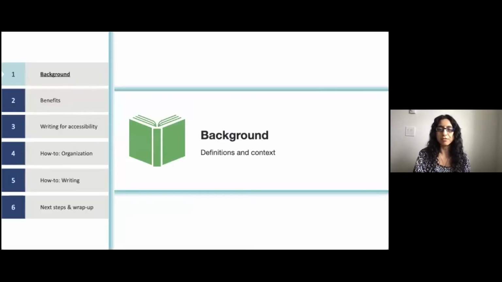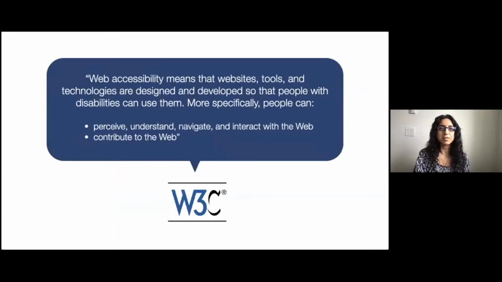I'll start with a little bit of background and some definitions. The World Wide Web Consortium, known as W3C, is the international community that develops open standards for the web. This includes the Web Content Accessibility Guidelines, which some of you may have heard of, and I'll be talking more about those later. The World Wide Web Consortium says that web accessibility means that websites, tools, and technologies are designed and developed so that people with disabilities can use them. More specifically, people can perceive, understand, navigate, and interact with the web, and they can contribute to the web.